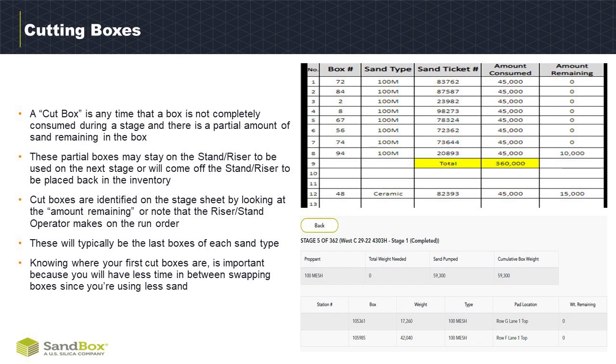Cut boxes are identified on the stage sheet by looking at the amount remaining, or a note that the riser or stand operator makes on the run order. These will typically be the last boxes of each sand type, and then usually will be one of the first boxes ran on the next stage. Knowing where your first cut boxes are is important because you will have less time in between swapping boxes since you're using less sand.